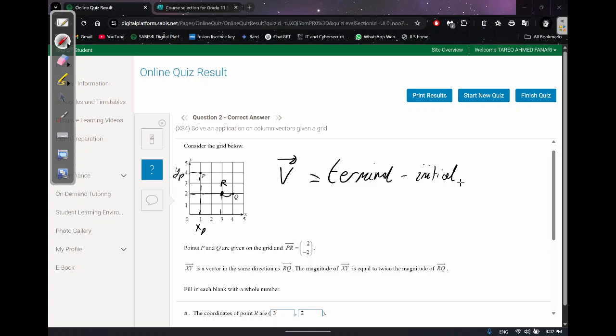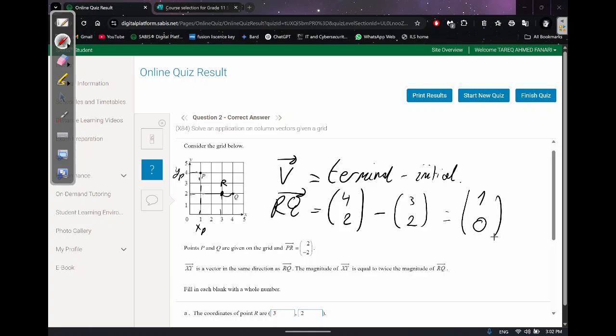Now, we want the vector RQ. The terminal point is Q, so it's going to be Q minus R. The terminal point is 4, 2, minus the initial point, which is 3, 2. So X with X, 4 minus 3 is 1. Y with Y, 2 minus 2 is 0. And this is the value of RQ, 1 and 0.